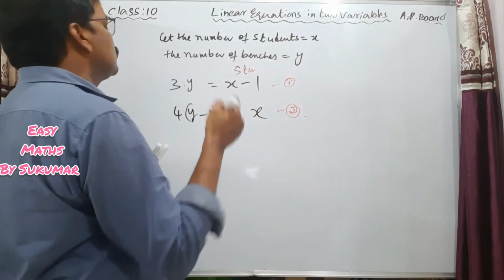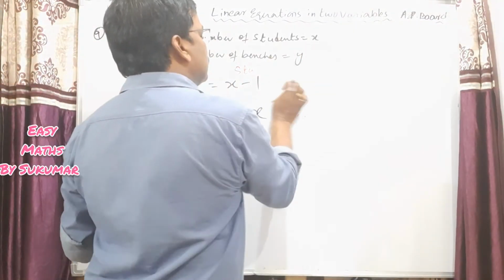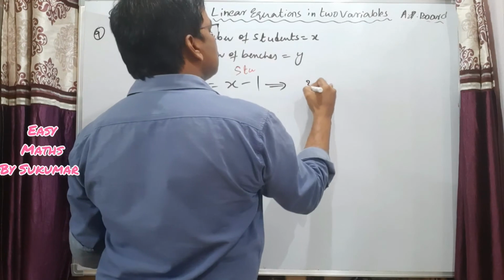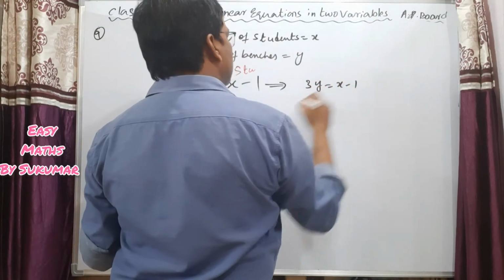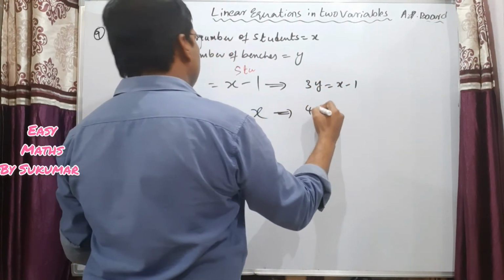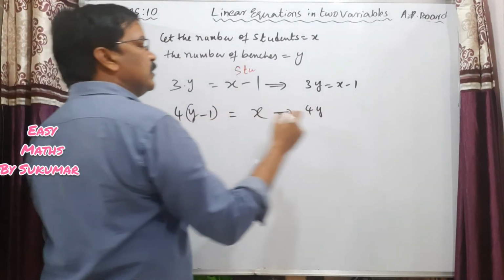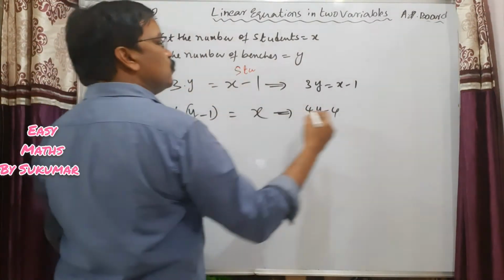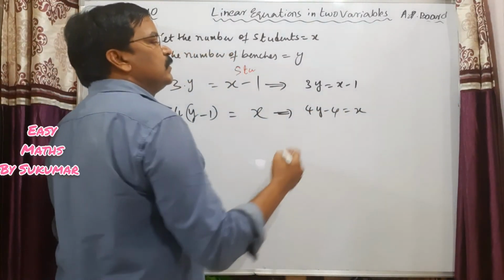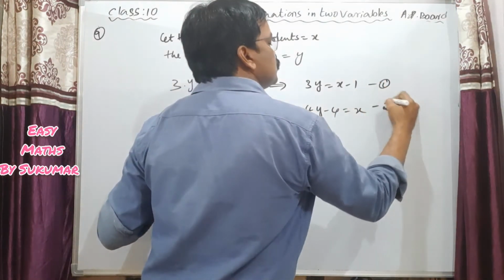See, my dear students, let us simplify these equations. The first equation: 3y is equal to x minus 1. Coming to the second equation, 4 into y, 4y, minus 4 into 1, 4, is equal to x. So this is 1 and this is 2.